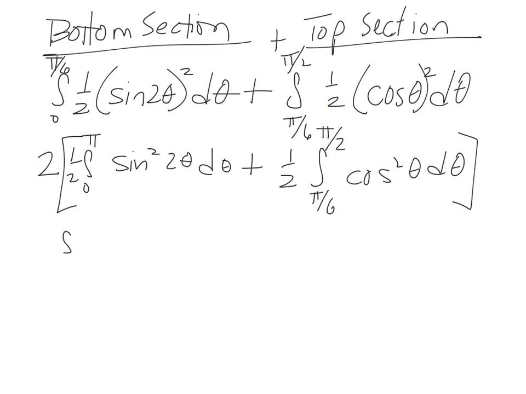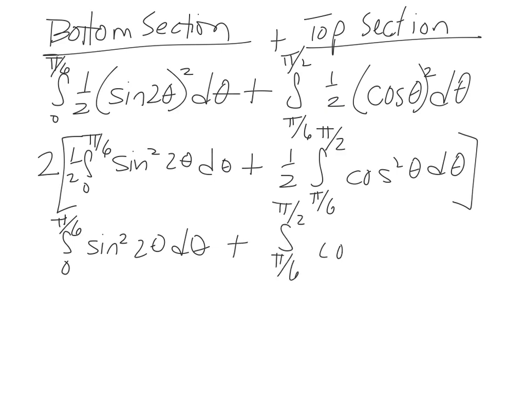So now I'm just doing the integral from 0 to pi over 6. Oops, I forgot the over 6 on the last one. Pi over 6 sine squared 2 theta d theta plus the integral from pi over 6 to pi over 2 of cosine squared theta d theta. All right, I need to use power reducing formulas for both of these integrals.